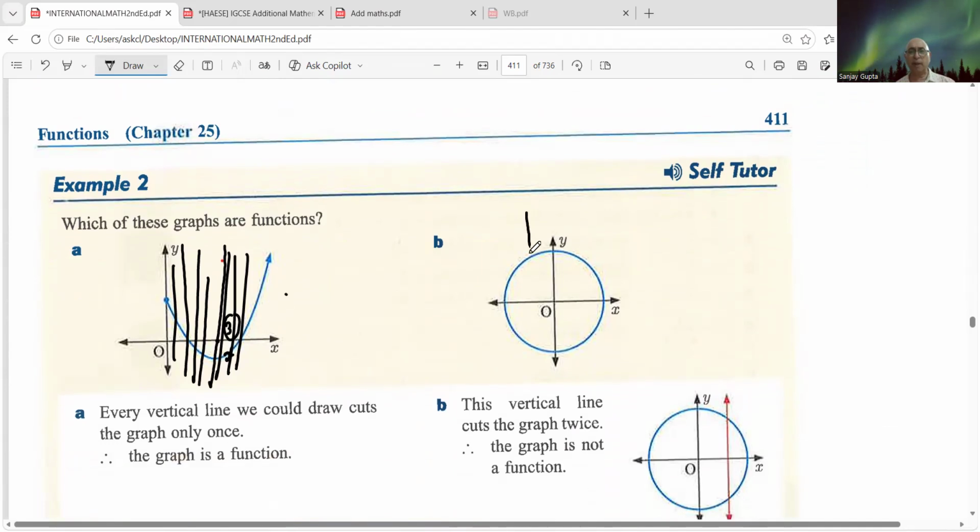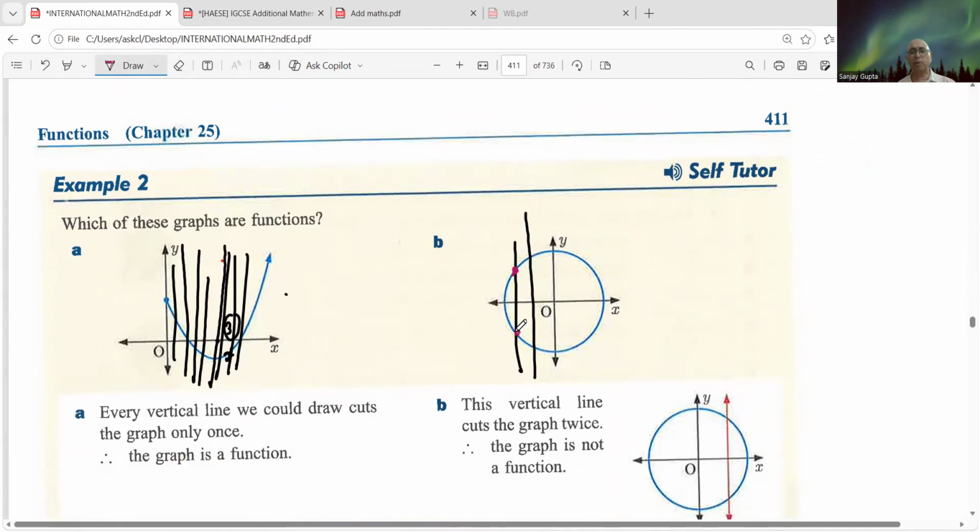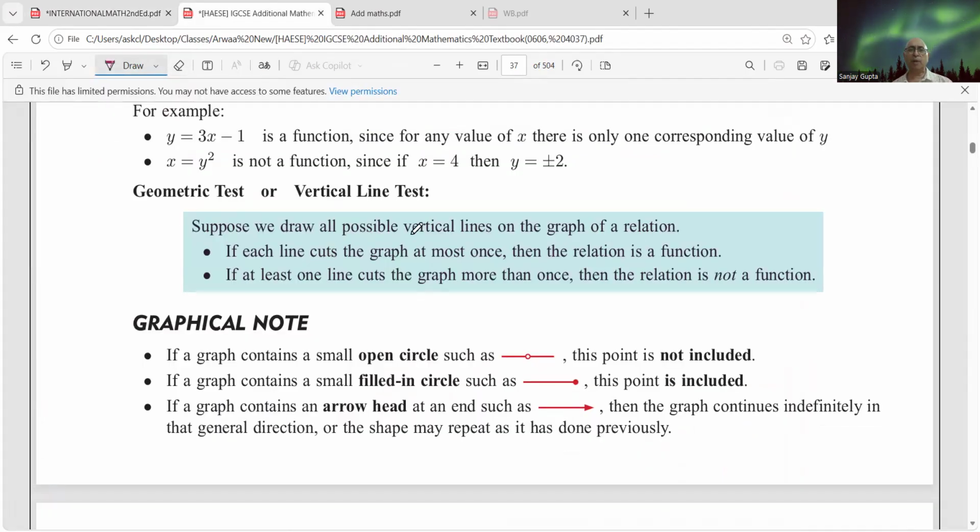Look at this second one. If I now draw the vertical lines, you can see every vertical line is in fact intersecting the graph at more than one place. For the first vertical line on the extreme left, there are two points where the vertical line is cutting the graph. Again, the second line is also cutting. That means for this value of x, there are two different y values, isn't it? Which means it's not a function. So that definition has to be very clear, which means that we will draw all possible vertical lines, and if each line cuts the graph at most once, then the relation is a function.